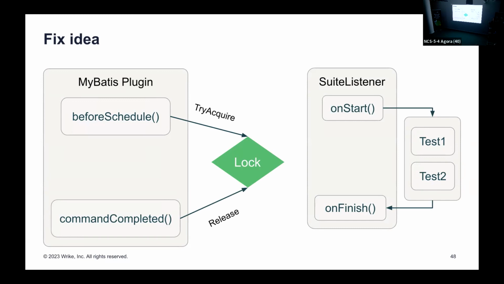And also to use this lock from the test side, we will add a so-called suite listener, which has 2 methods, on start and on finish. The first method starts before the tests are started, and the second one right after tests are completed. And we again will try to acquire and release the lock from these methods.